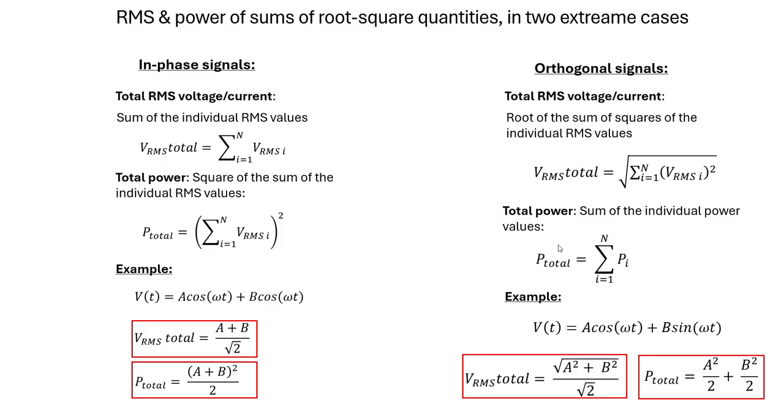On the other hand, for the orthogonal signals, for the total power we can simply use the algebraic sum of individual powers, and for total RMS we need to take the square root of the sum of individual RMS squares. For example, for this example, the total power is the sum of individual powers, and the total RMS is the square root of the sum of individual RMS squares.